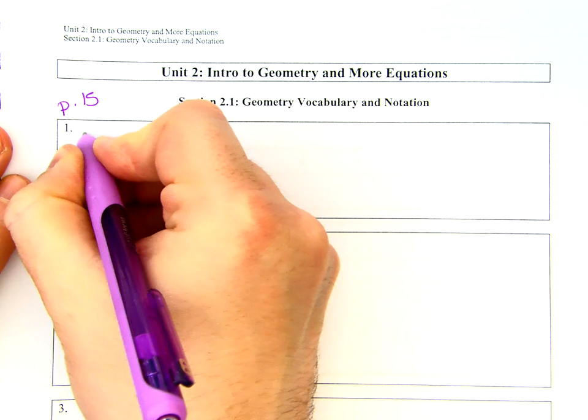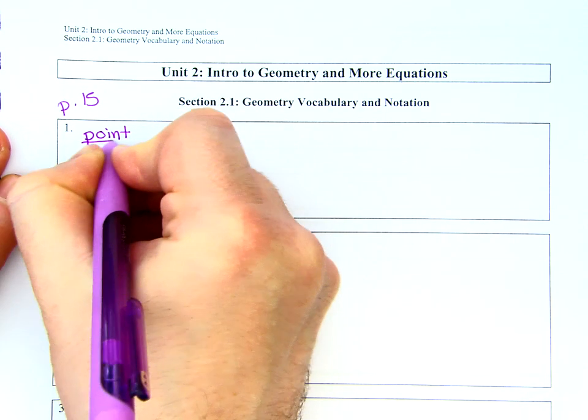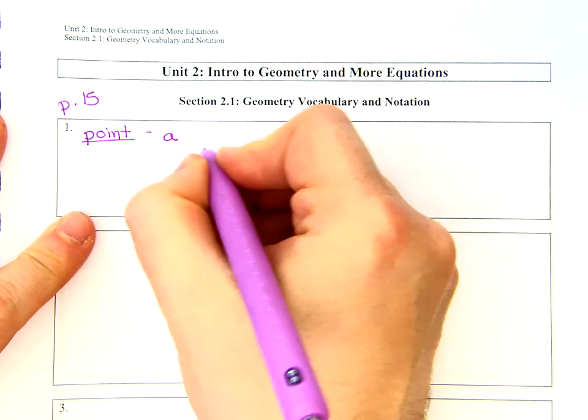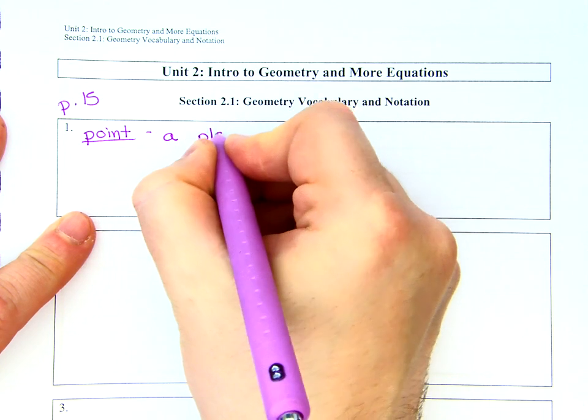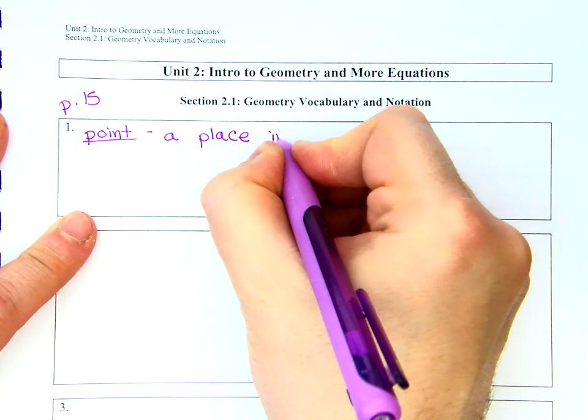First term, a point. I know you know what a point is, but we need to give it a precise mathematical definition. A point. And we're going to say that a point is a place in space.